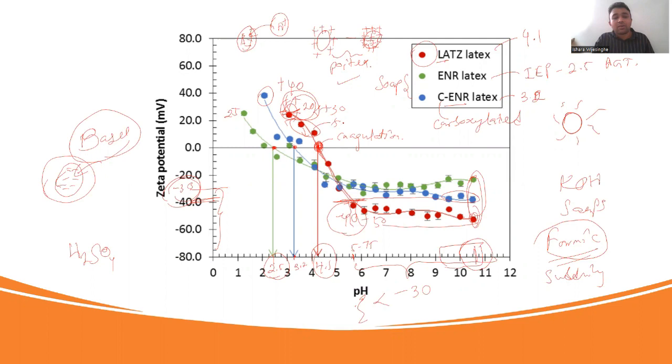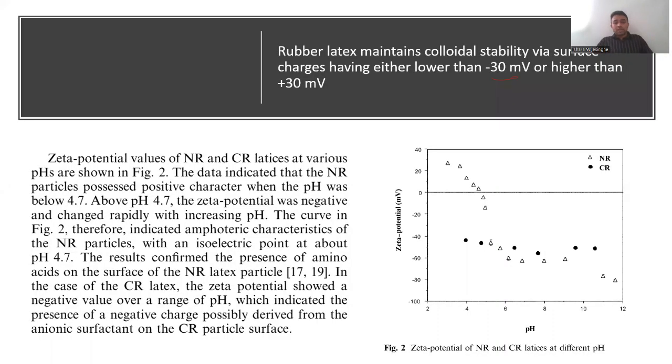You can see some flocculation there, right? Flocculated particles with the coagulum, right? Okay, this is how you have to understand this. You better read this. So here I have two sample zeta potential values of natural rubber and chloroprene rubber latices at various pH levels, shown in figure 2.